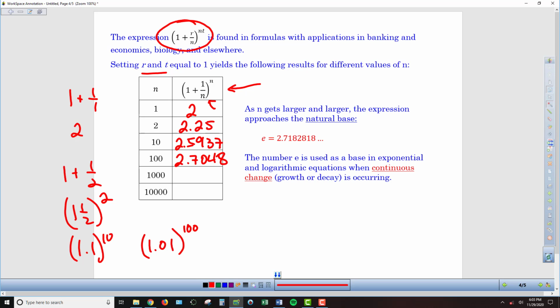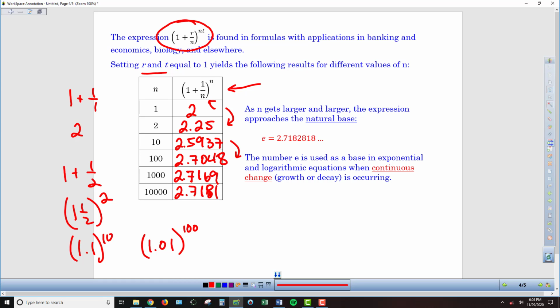2.7048. So you can see that we're not growing very quickly. We jumped from 2 to 2.25 by going up from 1 to 2, but from going from 10 to 100, our rate of growth has really slowed down. If I plug in 1,000, I can tell you that we end up with 2.71692. If we plug in 10,000, we barely move the needle at all, 2.7181 if we round off to 4 places. So you can see that our rate of increase is really slowing down.